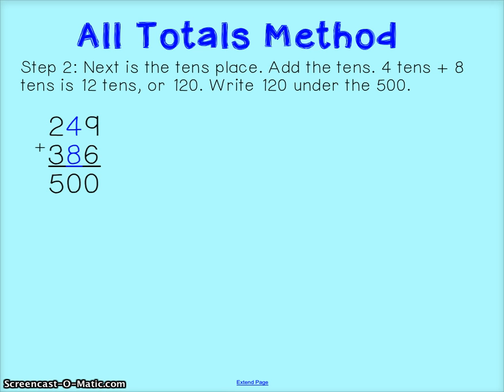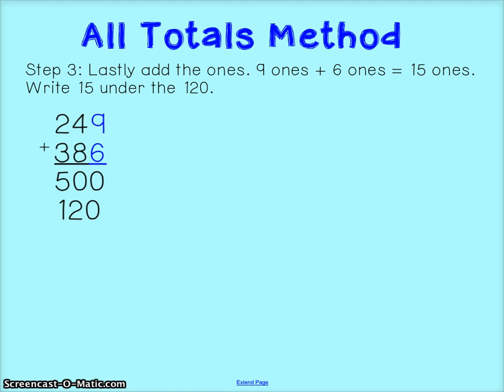We need to write 120 under the 500, and it's very important that you line up your place values, just like this. Let's keep going. So now we need to add the ones. We have 9 ones plus 6 ones equals 15 ones. So we need to write 15 under 120. Be sure that you don't put your 1 for 15 in the hundreds because we need to line up the place values. It's 5 ones and 1 ten.